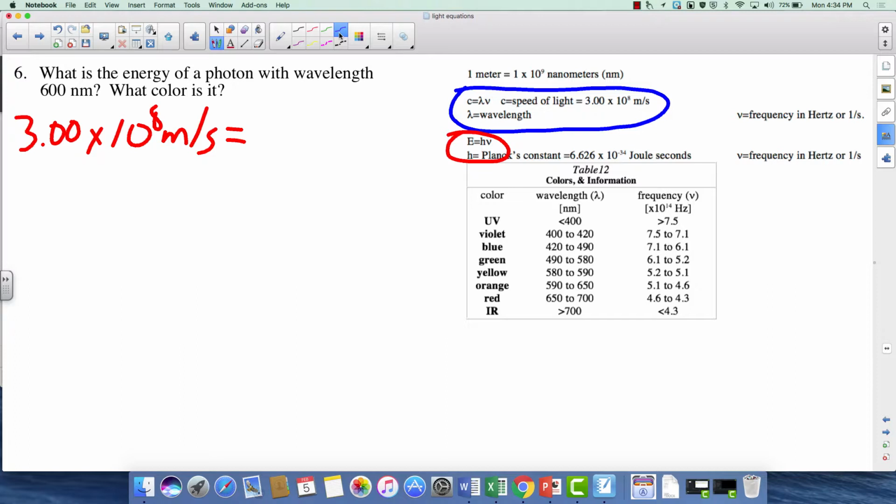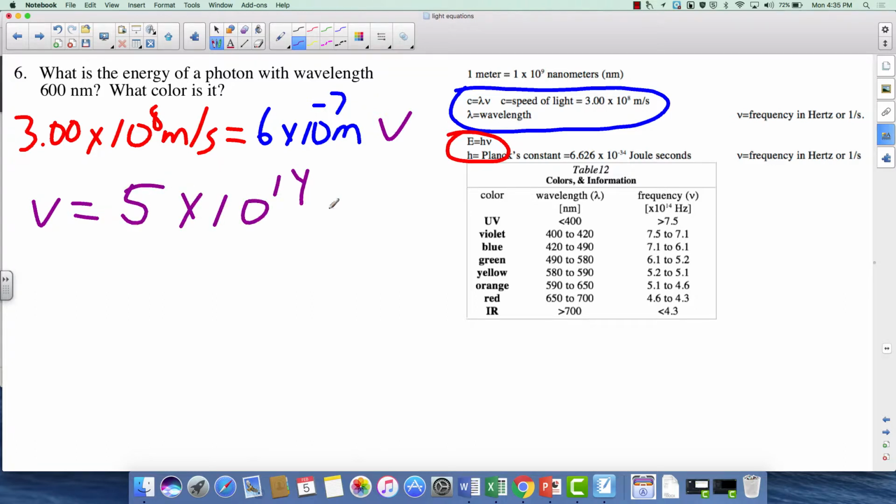Just as we did in number 1. When you convert that, you get 6 times 10 to the negative 7th meters times the thing we're looking for, which is frequency. The frequency, therefore, is 5 times 10 to the 14th hertz. We can then take that and solve for energy.